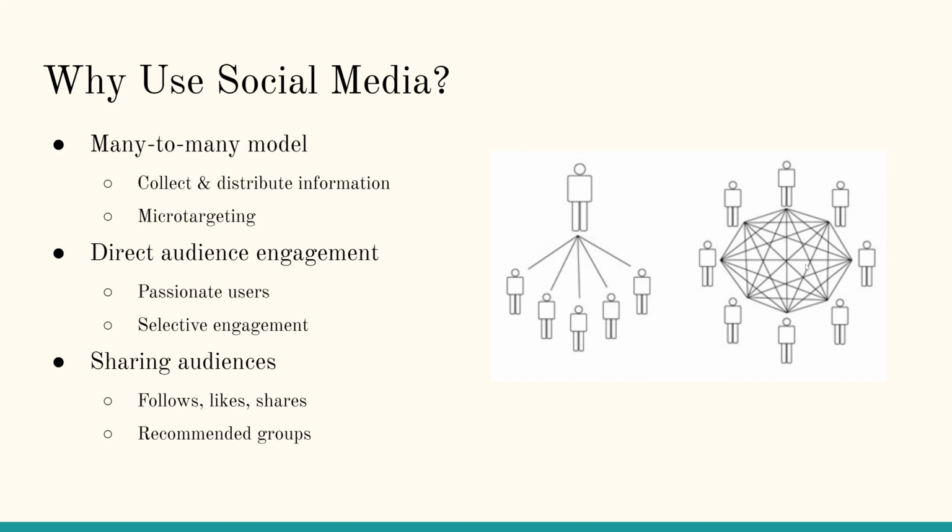In the many to many model, which you see here with this fun little diagram, you're actually collecting and distributing information. So you're able to get more feedback from your audience. You're able to have more micro targeted ads, micro targeting with your products, and have that direct audience engagement. You're able to figure out exactly who would use your particular product or service. And you're also able to use that online word of mouth through audiences sharing information and through recommended groups in different social media algorithms.